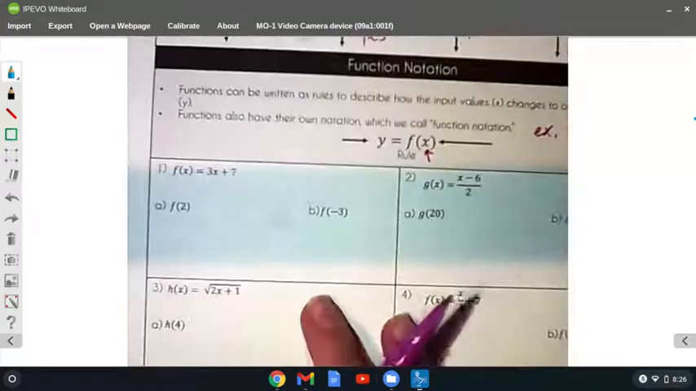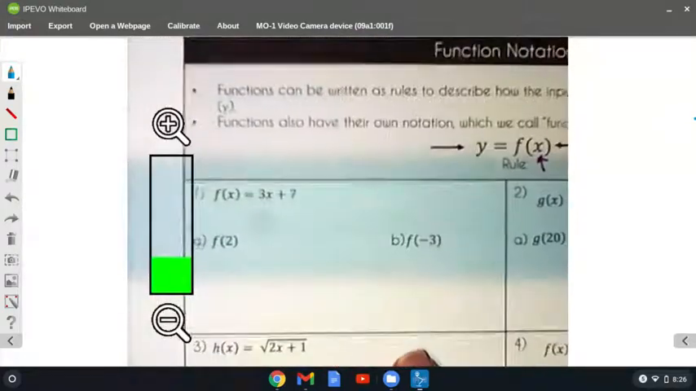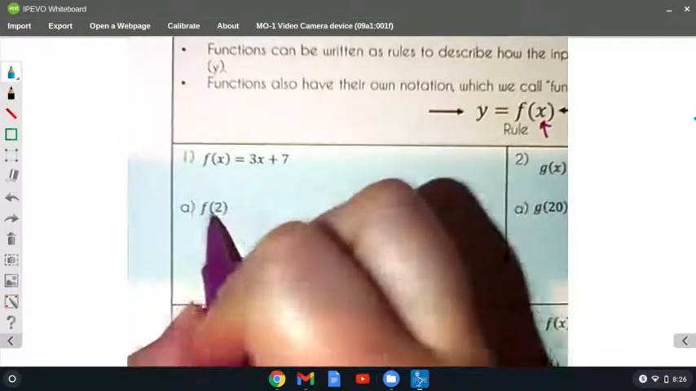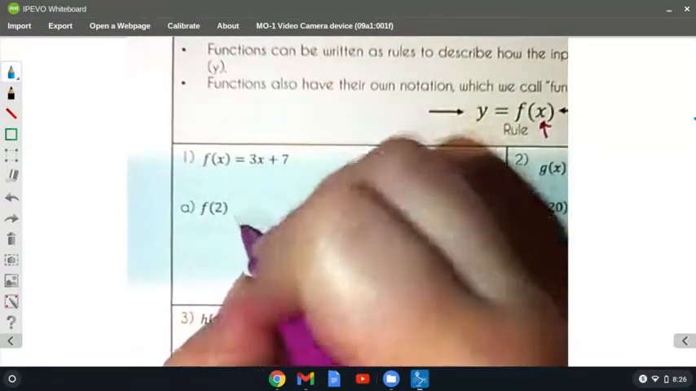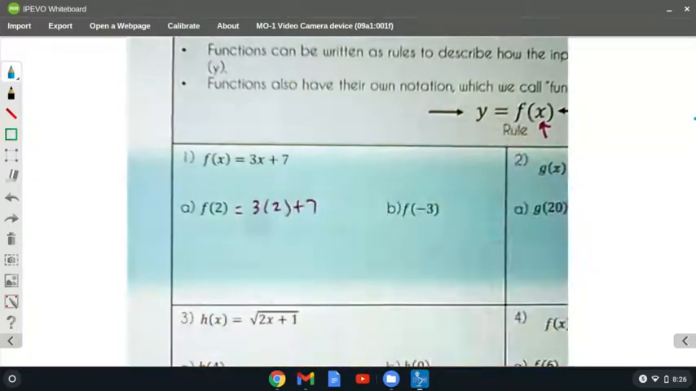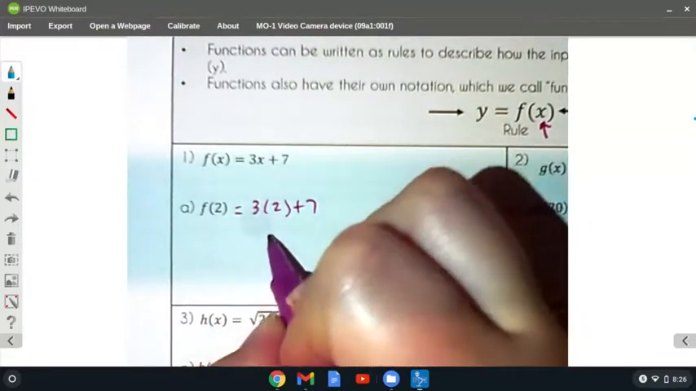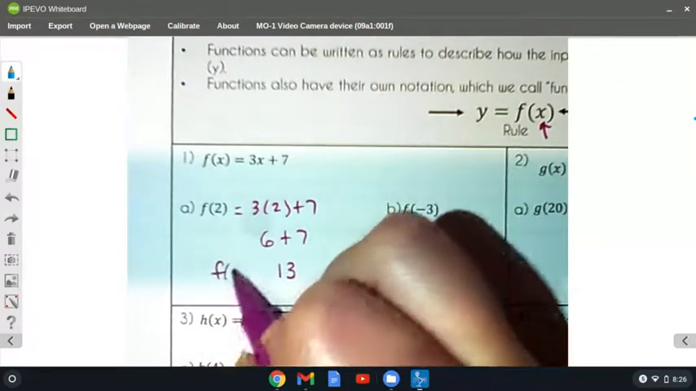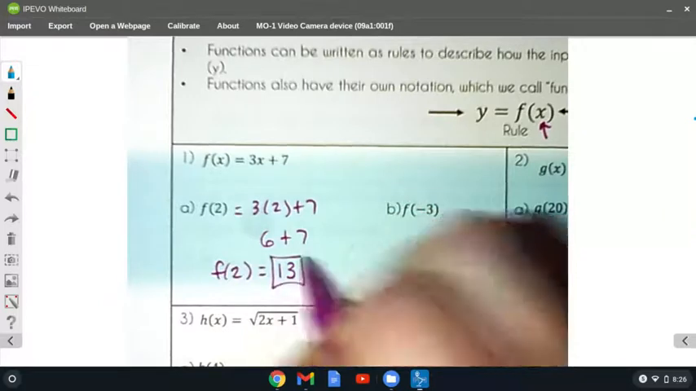So looking at this function here, if they give me this function, f of x equals 3x plus 7, then they want to know what f of 2 is. All they want me to do here is plug a 2 into this equation for x. Then I do 3 times 2 is 6, plus 7, that gives me 13. So f of 2 equals 13.